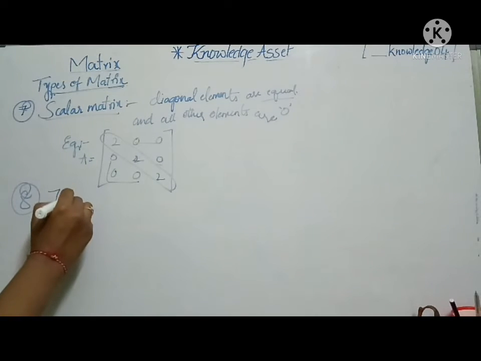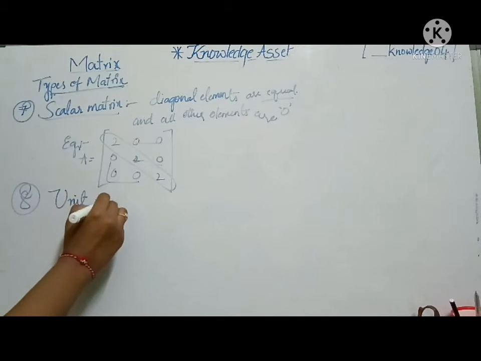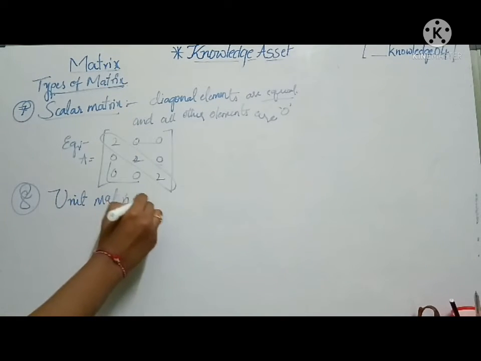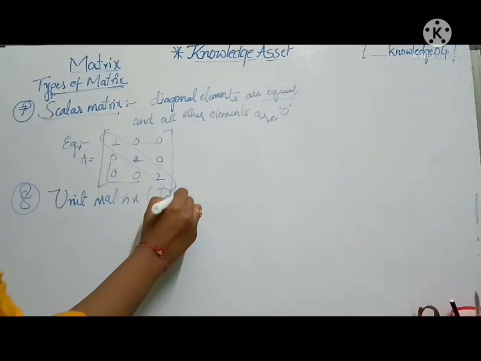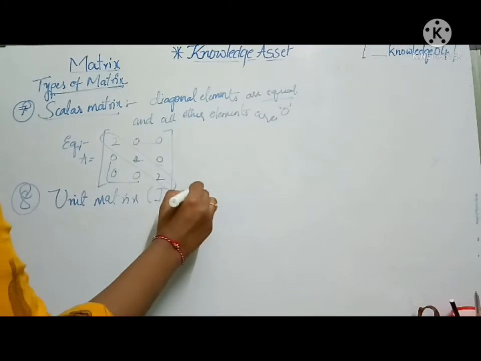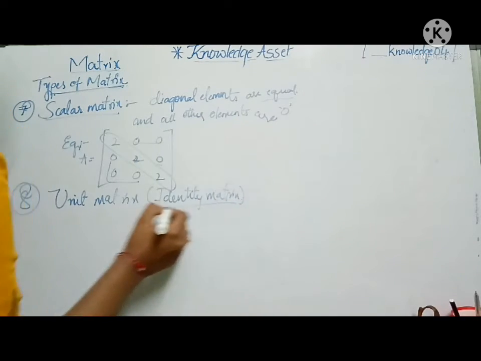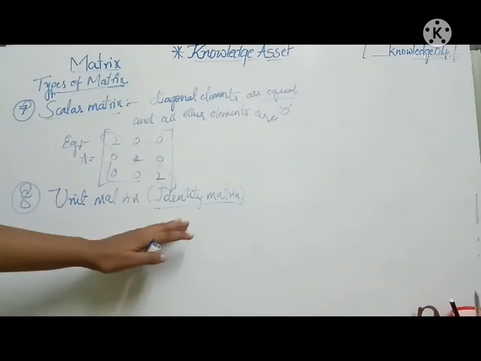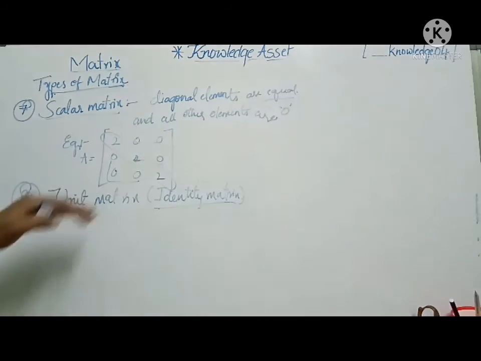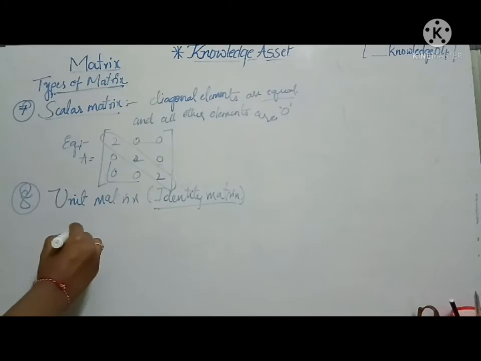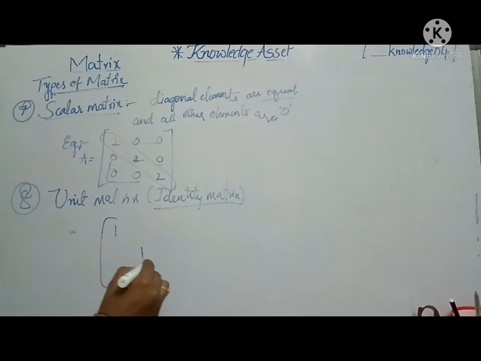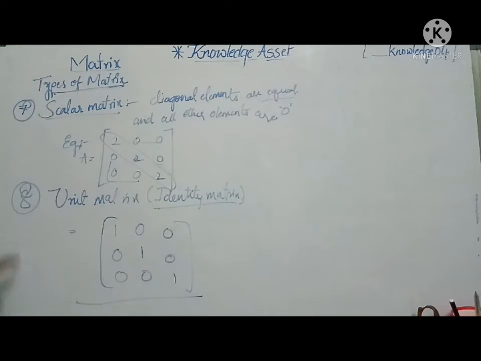Next, the eighth one is the unit matrix. It is also called the identity matrix. A unit matrix is a matrix in which the diagonal elements must be 1 and the remaining elements must be 0. This is said to be a unit matrix. This is the eighth type.